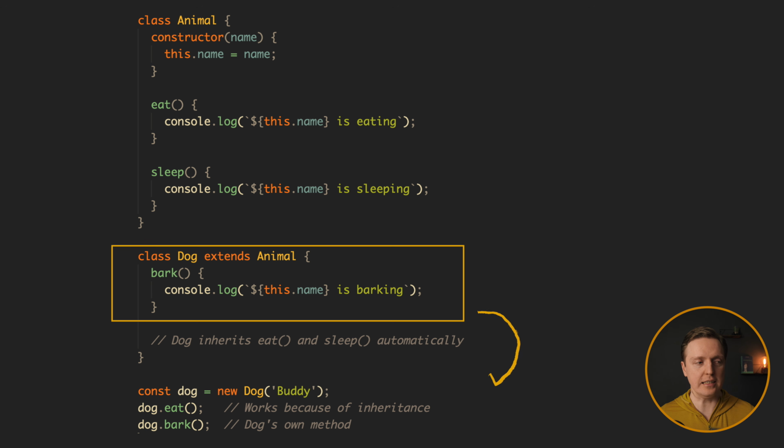The main point is that Dog gets eat and sleep methods from Animal, and also all variables which were defined in Animal. This is exactly the inheritance, and this is how classes are working in all programming languages, and in our case in JavaScript. The next question is, what is composition?